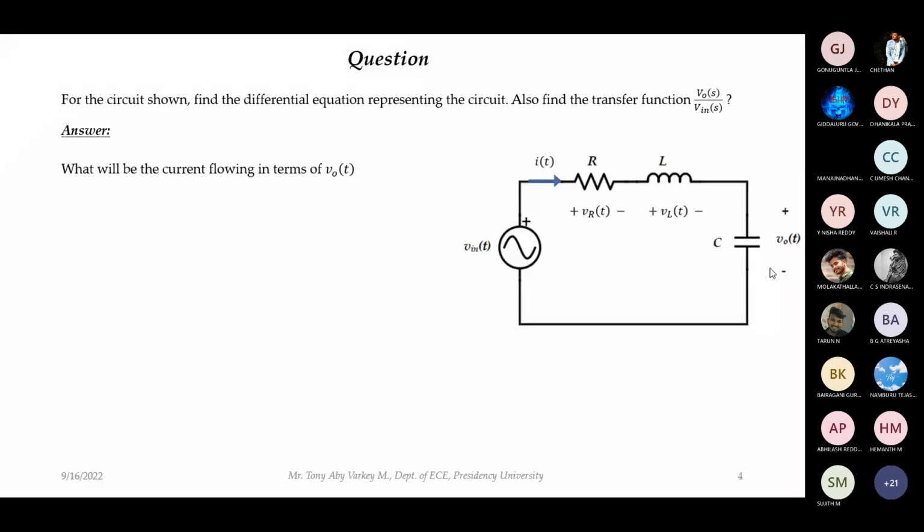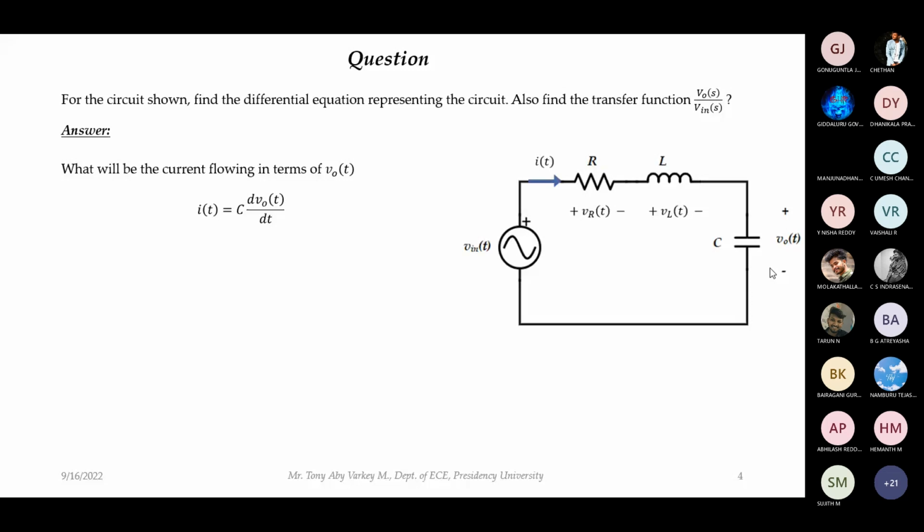What is the equation for current flowing through the capacitor if the voltage across the capacitor is VC? C into differentiation of Vc of t. Correct. But here, what is Vc? V out. So I of t can be written as C into dV output of t by dt. Correct or not? Yes, sir.